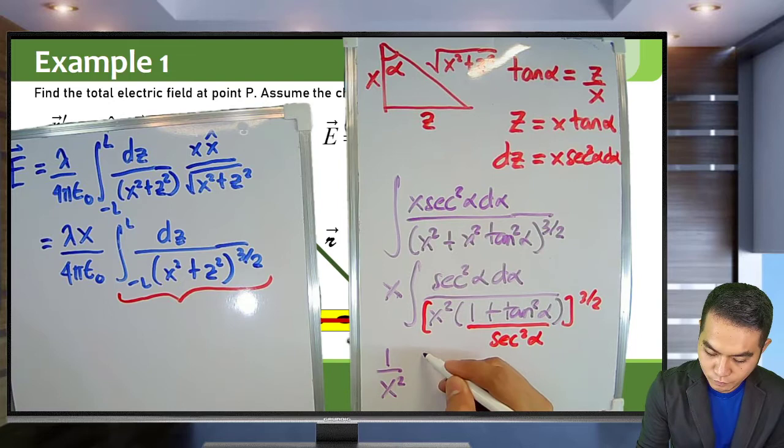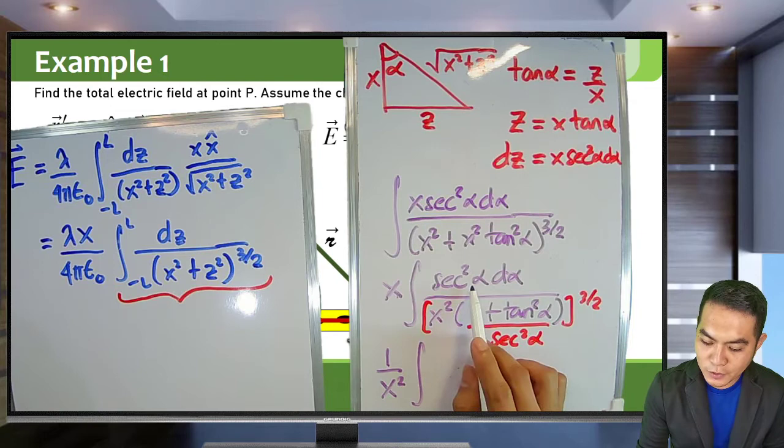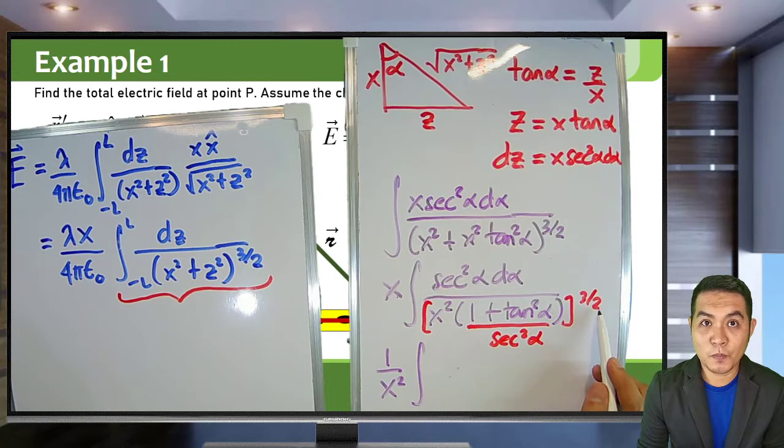And then you have secant squared alpha raised to the power of 3/2, that's secant cubed alpha. So you have secant alpha over secant cubed, so you have 1 over secant. And 1 over secant is just the inverse of cosine. So 1 over secant is basically just cosine. So you will have cosine alpha d alpha.